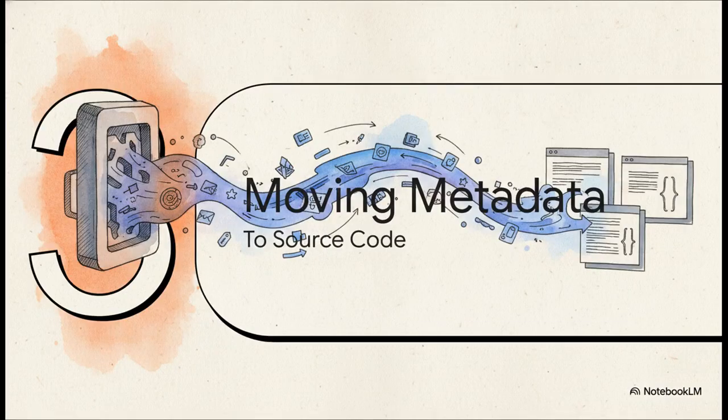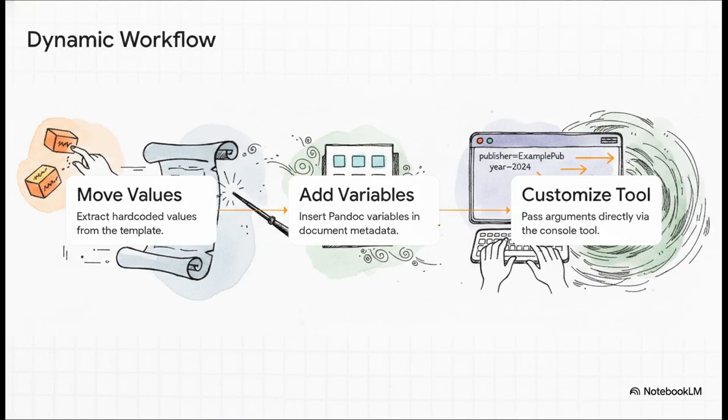Which brings us to Section 3, moving metadata to source code. Let's dive into this. To break free from this rigid mold, Ang came up with a really strategic methodology. It's all about shifting the responsibility of what the data is away from how the data looks. Let's walk through this step-by-step logic, because it is wonderfully elegant in its simplicity.